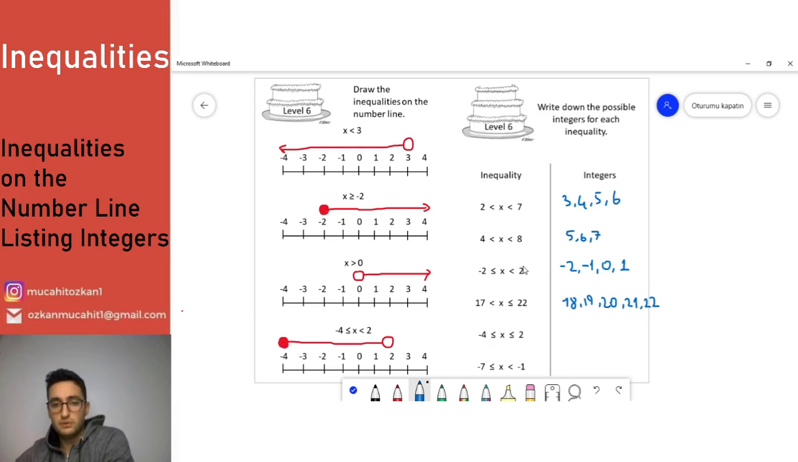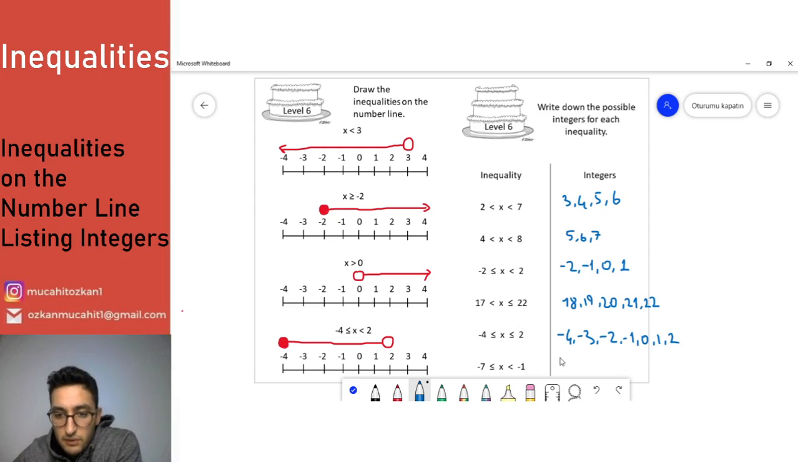Last two examples. x is greater than or equal to -4 and less than or equal to 2. So x can be -4, -3, -2, -1, 0, 1, and 2. -4 and 2 are included because of the signs that we have.